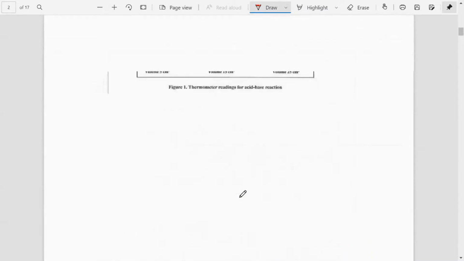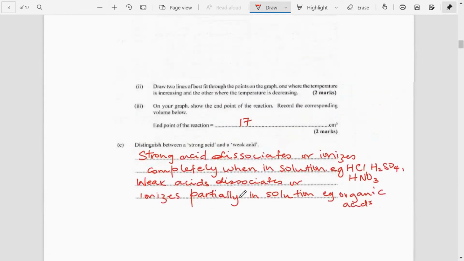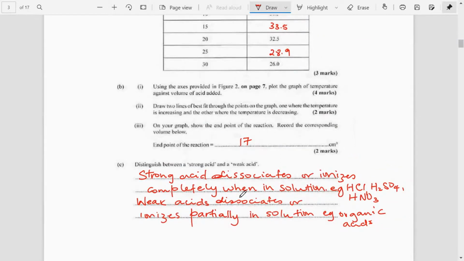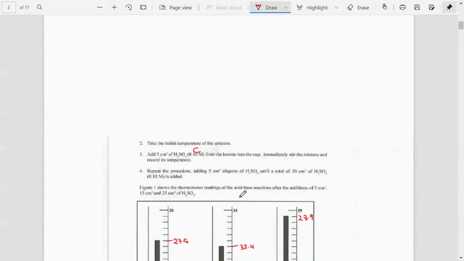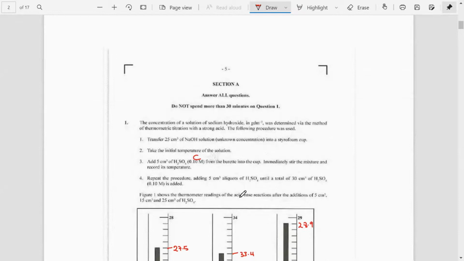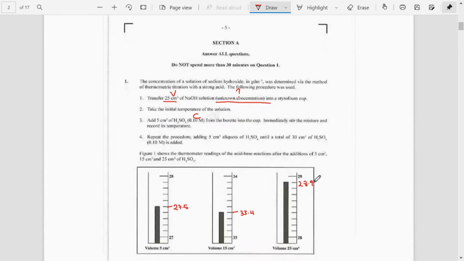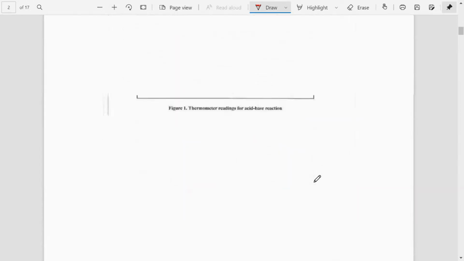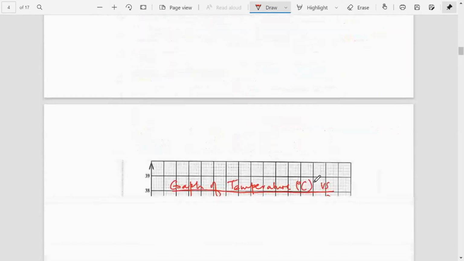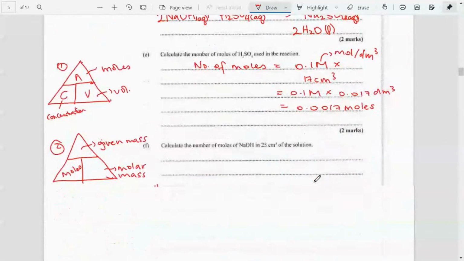So for the sodium hydroxide, we are given, let's look at our question, that's the volume, unknown concentration. We got the volume here. We don't know the concentration. What else? Were we given a mass? No, we were not given a mass. So let's go back to our question.